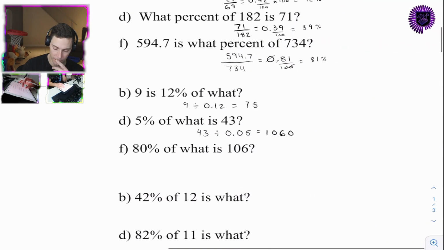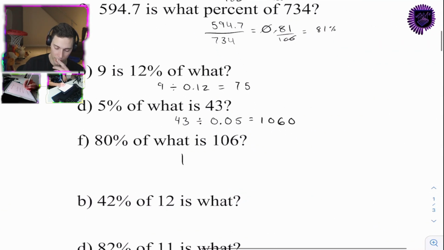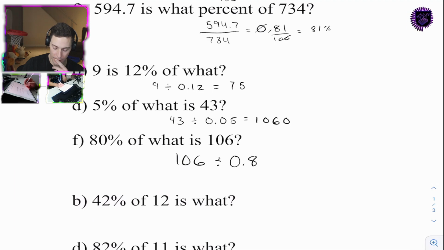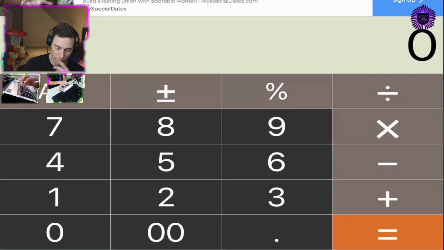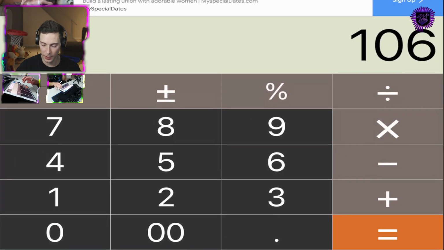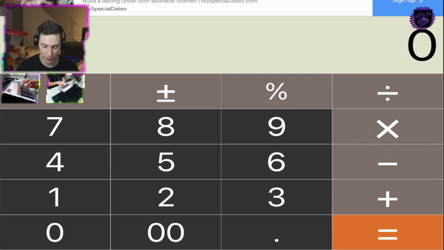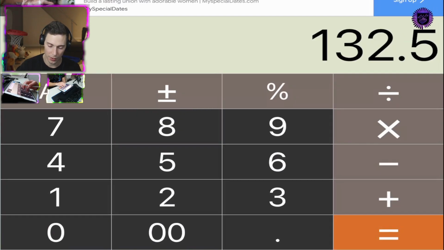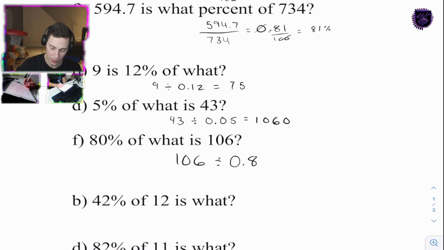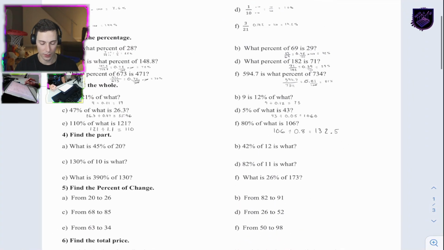3f. 106 divided by 0.8 equals 132.5. 132.5. All right, let's look at number 4.